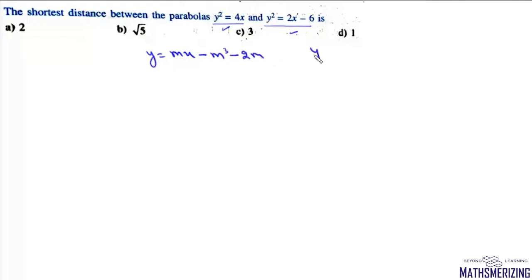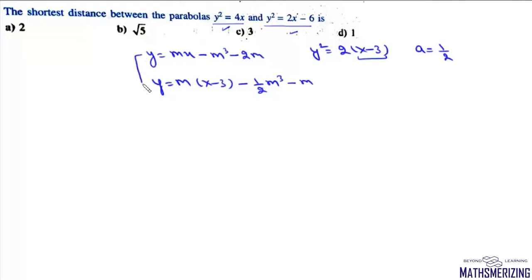And for the second one, we can write this equation as y square equals 2(x minus 3). Now here the value of a is 1 by 2. So we can write this equation as y equals m, and in place of x we'll write x minus 3, minus 2am minus am cube. So it will be minus m cube by 2 minus m. Now these two equations represent the same line, so we'll compare their constant terms. So here we'll get minus m cube minus 2m, and this is minus 3m minus m cube by 2, and then minus m.